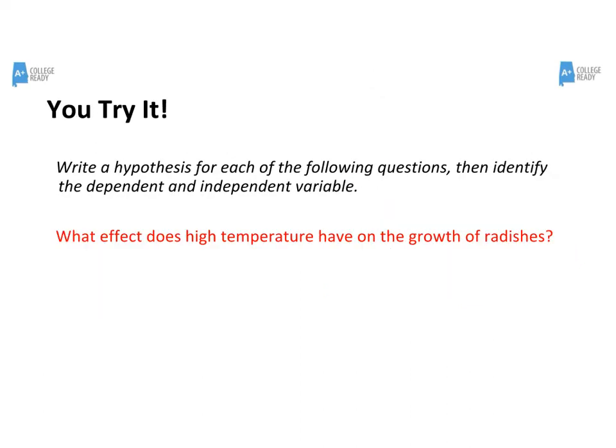So you try it. Here's a problem. Write a hypothesis for each of the following questions and then identify the dependent and the independent variable. Take a few seconds to think about an appropriate hypothesis for this problem and then label the independent and the dependent variable.